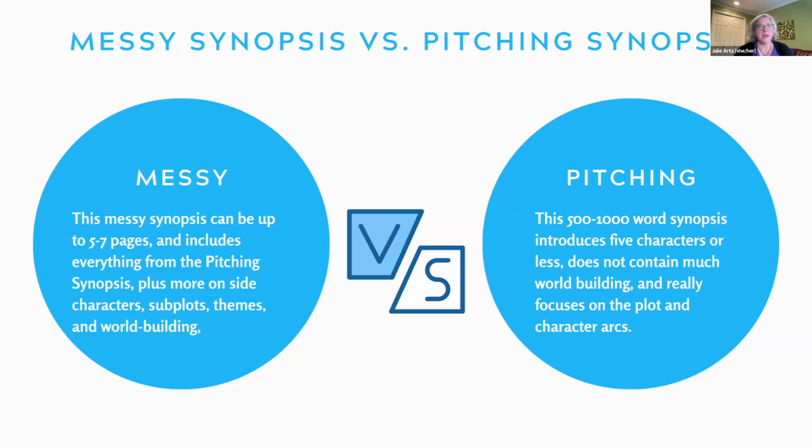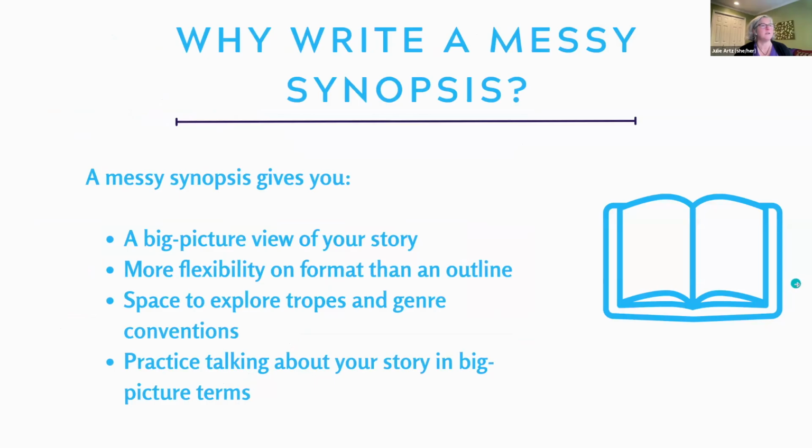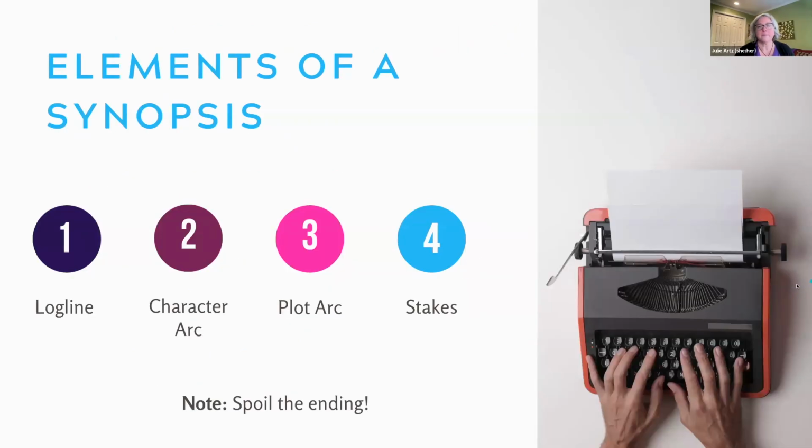Okay, so what does the messy synopsis look like? Like I said, it's going to start with the logline that you just created. Remember that logline and or the extended pitch, if you did go ahead and create that, is going to introduce just the first quarter-ish of your story up until that inciting incident that sort of changes everything for your main character. Then it's going to really dig into the character arc, the plot arc, and the stakes, just like we were talking about with the 4 essential questions of the pitch.